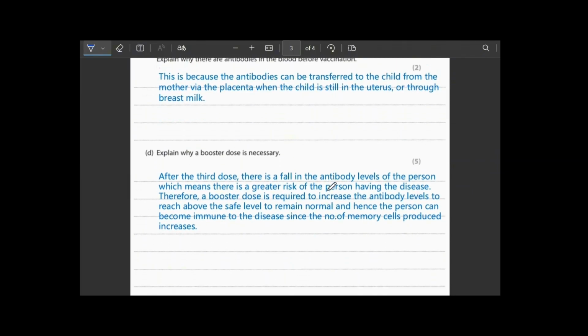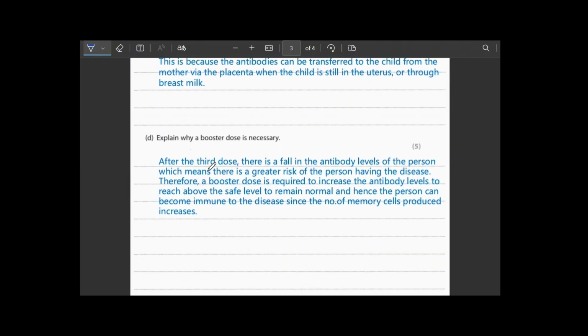All right. So here is the mark distribution. The mark distribution is that there is a fall in the antibody levels, which means there is a greater risk of the person having the disease, and the booster dose is required to increase the level of antibodies to reach above the safe level, and hence the person can become immune to the disease since the number of memory cells produced increases.